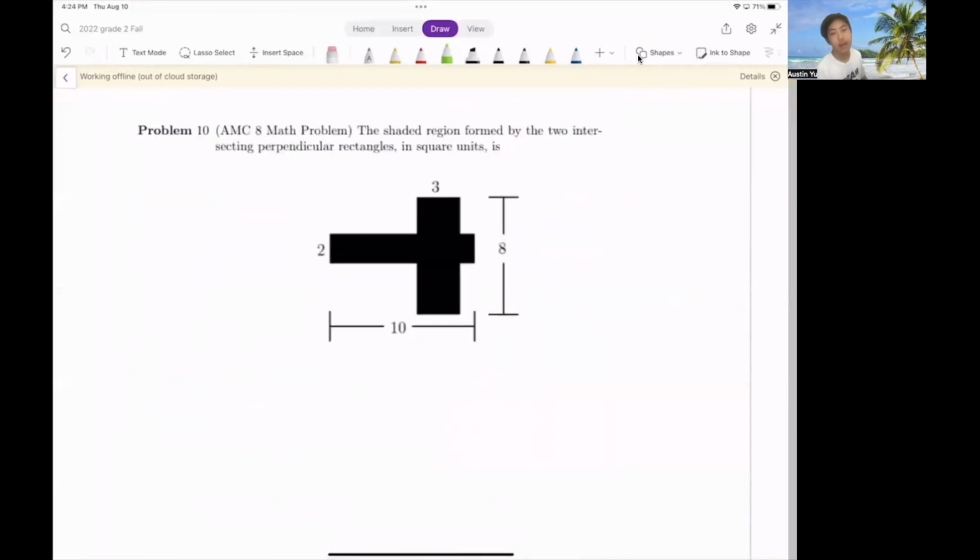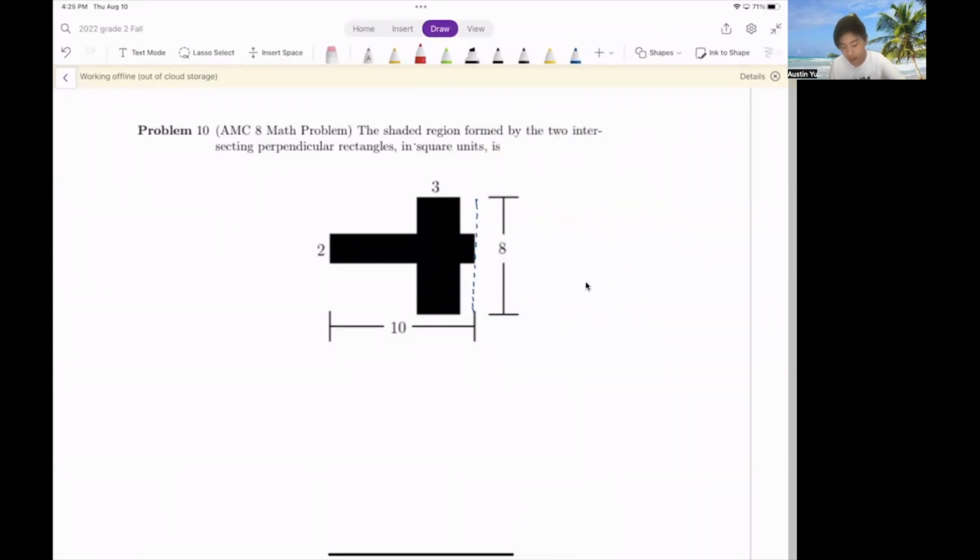Finally, problem 10. The shaded region formed by the two intersecting perpendicular rectangles in square units is... So we see here that the line in blue, this is 8. If this is 8, then that means that the line in blue, let's just mark the dotted line in blue, this would also be 8 because you can just drag the length 8 to the left. This is 8. We can subtract the 2 from the 8 as well.